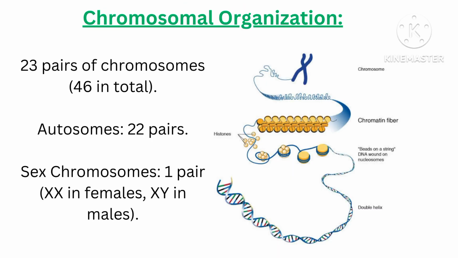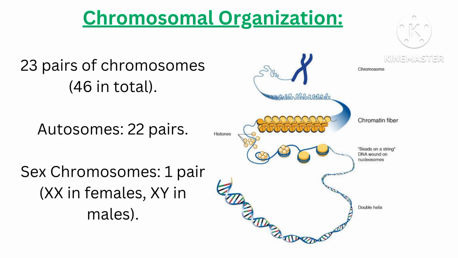Chromosomal organization. The complete set of DNA in humans is known as the human genome. Human DNA is packaged into 23 pairs of chromosomes, 46 in total. These consist of autosomes, which are 22 pairs, and sex chromosomes, which is 1 pair, XX in females, XY in males.